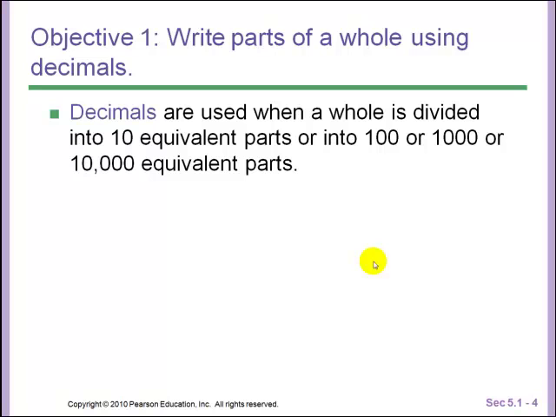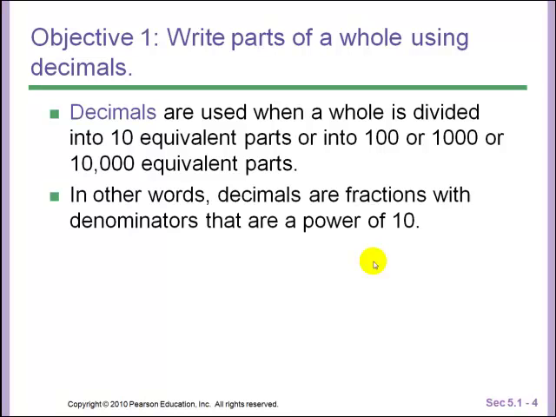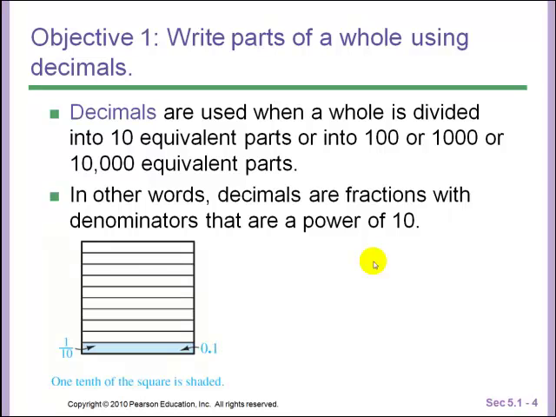Decimals are used when a whole is divided into 10 equivalent parts or other powers of 10, such as 100, 1,000, or 10,000, and so on. In other words, decimals are fractions with denominators that are a power of 10.